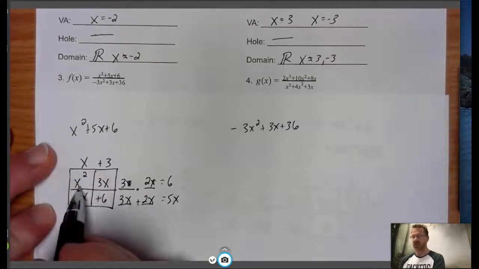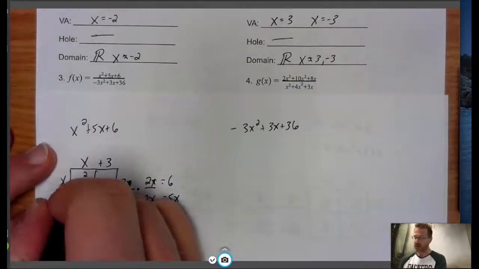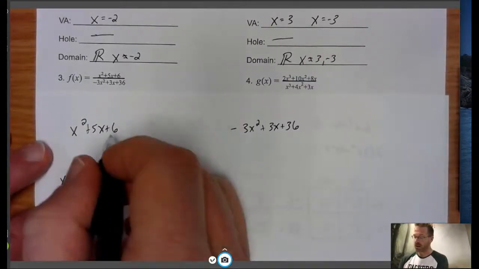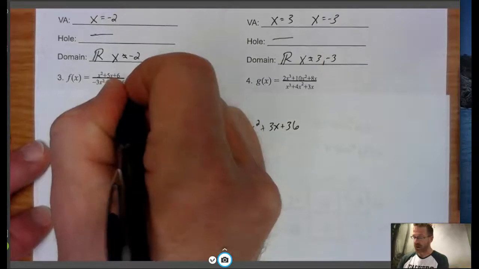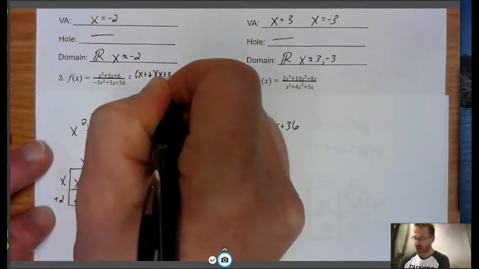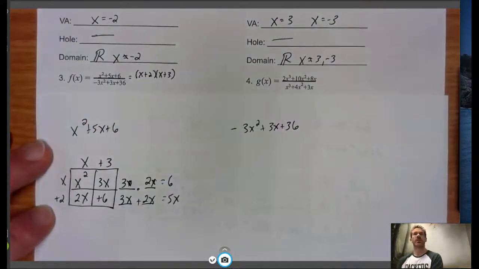The GCF in our first row would be x. And then the GCF in our second row would be a positive 2. So I can see that my numerator here is going to factor into x plus 2 times x plus 3. Okay, so now let's move to factoring the denominator.